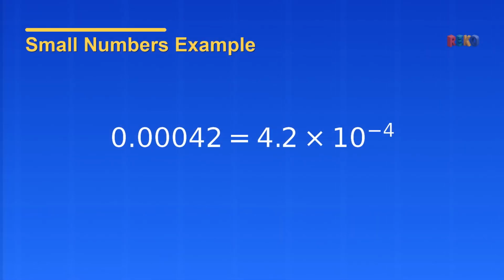0.00042 can be written as 4.2 times 10 to the power of negative 4. We moved the decimal point 4 places to the right to reach the first non-zero digit, so the power is negative 4. The negative exponent simply tells us the number is smaller than 1. Each step right means dividing by 10.